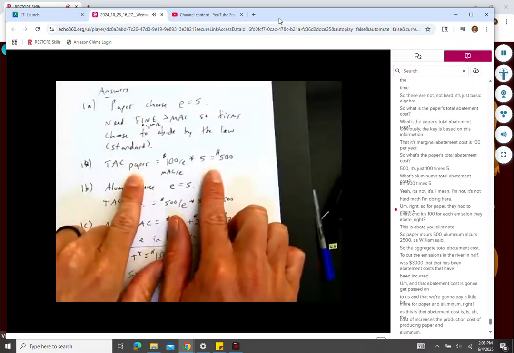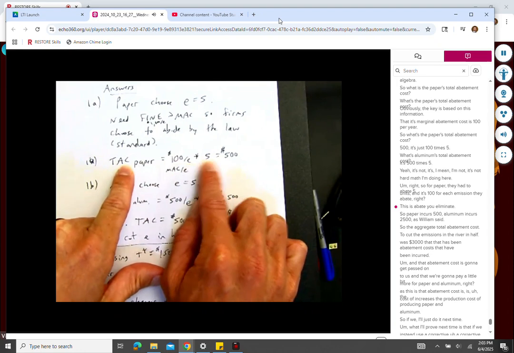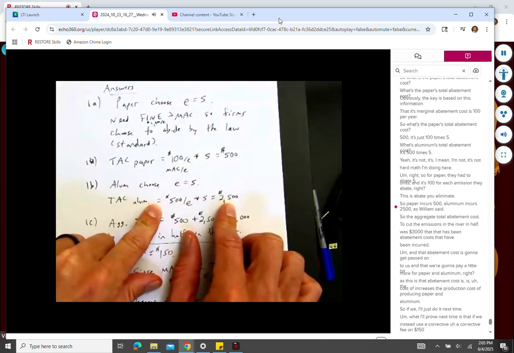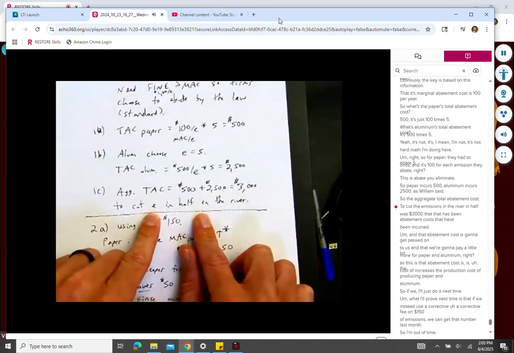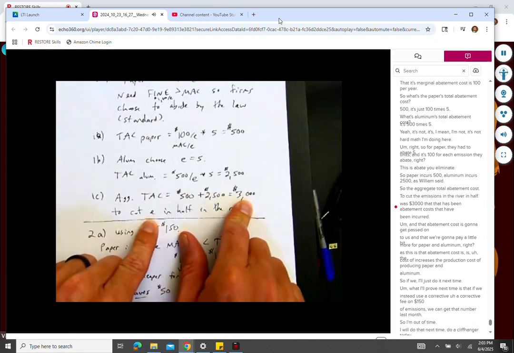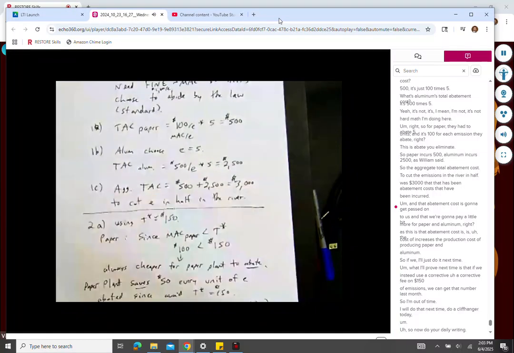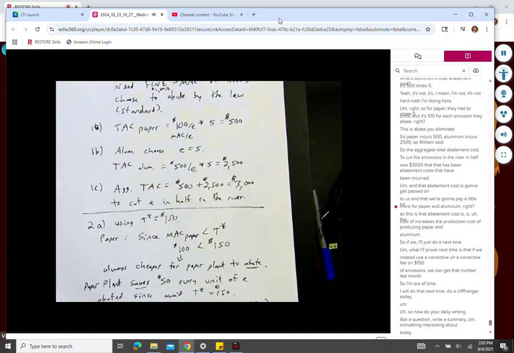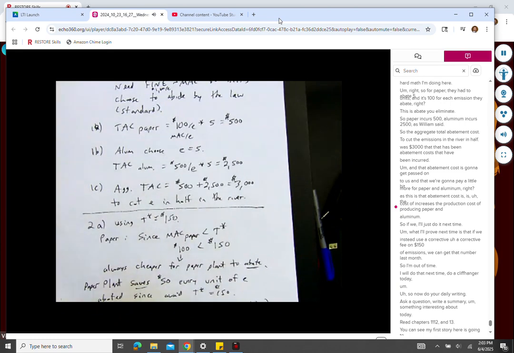So for paper, they had to abate 5 units. It's 100 for each emission they abate. Abate means you eliminate. So paper incurs 500, aluminum incurs 2,500, as William said. So the aggregate total abatement cost to cut the emissions in the river in half was $3,000. That abatement cost is going to get passed on to us, and we're going to pay a little bit more for paper and aluminum, as that abatement cost increases the production cost of producing paper and aluminum.